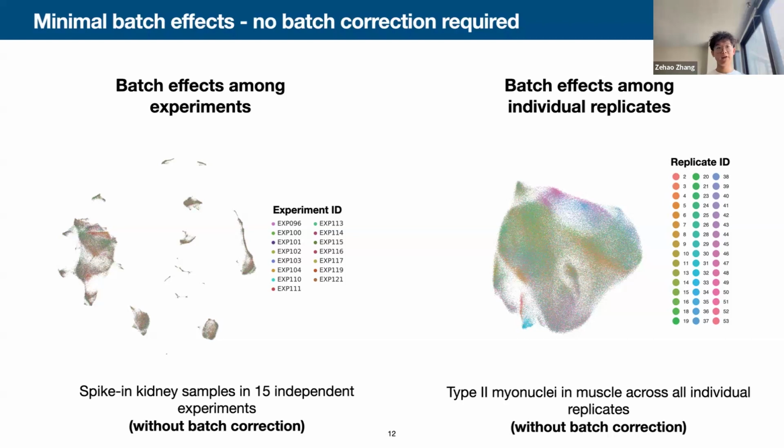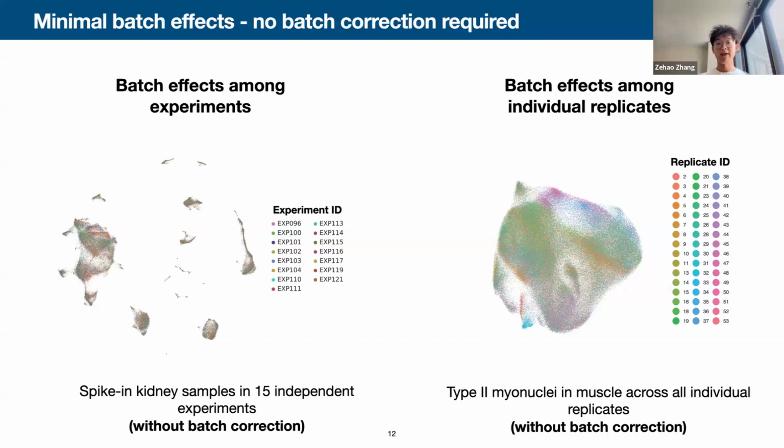And what I'm showing you here is the batch effect between different experiments. We profiled the same kidney samples in 15 different independent experiments, and I subjected them to UMAP dimension reduction. You can see that between different experiments, there is no clear batch effect. And on the right side, I'm showing you different individual replicates in the same experiment, and we still do not see a clear batch effect in these individual replicates.